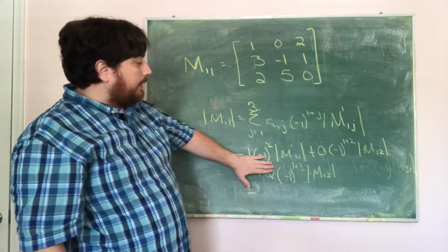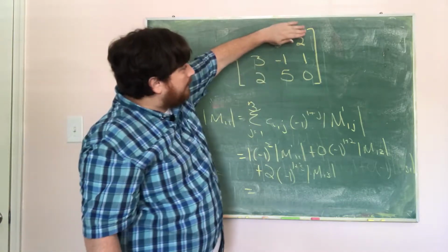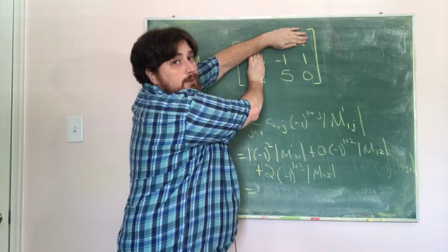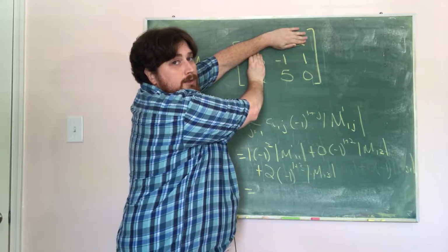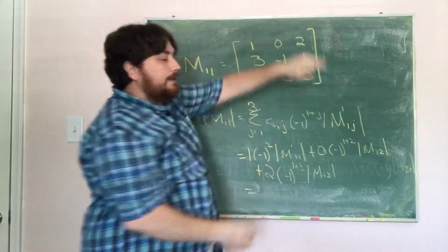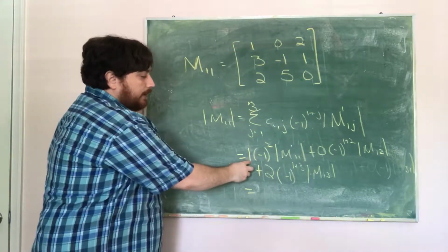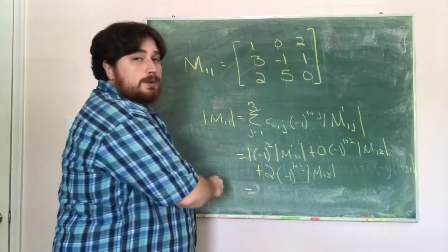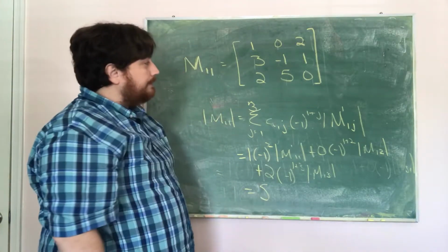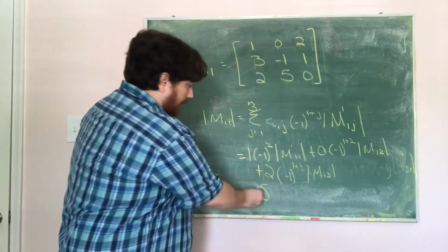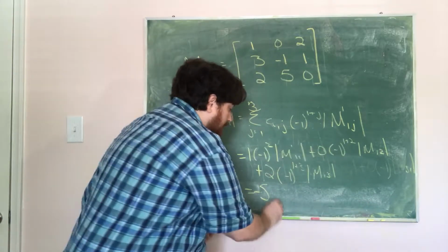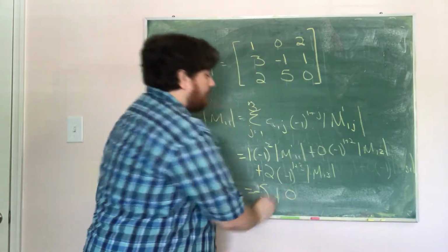So if I look at M sub 1,1, notice with the first row, first column, my matrix is going to be negative 1, 1, 5, 0. So the determinant is going to be negative 1 times 0, minus 1 times 5, which is negative 5. So if I follow this through, I get 1 times negative 1 squared is 1, times negative 5, is negative 5. And then plus 0 times this, which is just 0.